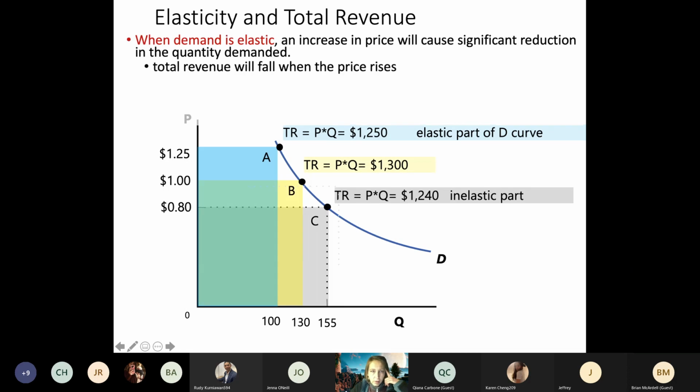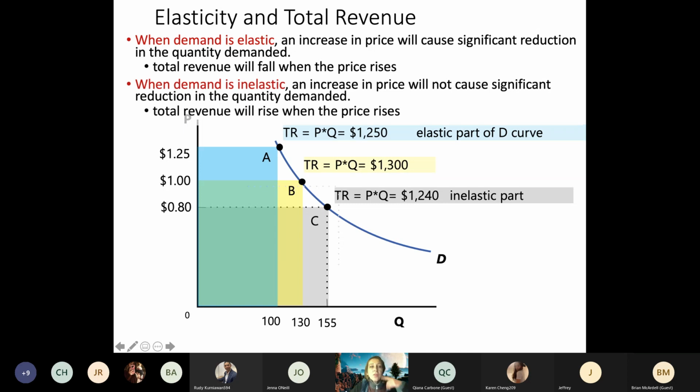Let's look at total revenue as it relates to elasticity. In this picture, we looked at a market where prices change from 80 cents to $1.25. So what could this be? This could be a subway ride, not another subway ride. It could be a bus ride somewhere in a different town. A bus ride, so 80 cents, then an increase to $1, then an increase to $1.25.